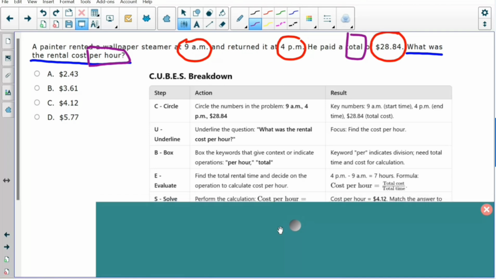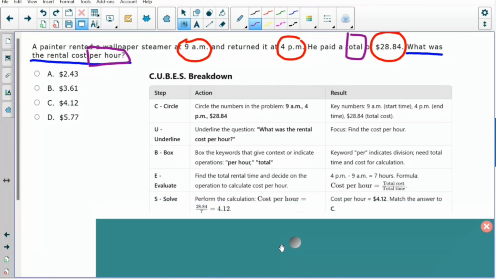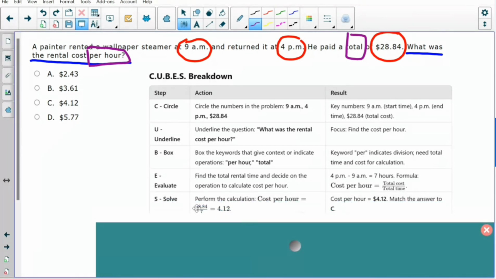Per means to divide, so I know I will be dividing. That would be $28.84 divided by 7. So my answer would be $4.12. So when I look at my options, I see that my answer would be C. Let's try a second one.